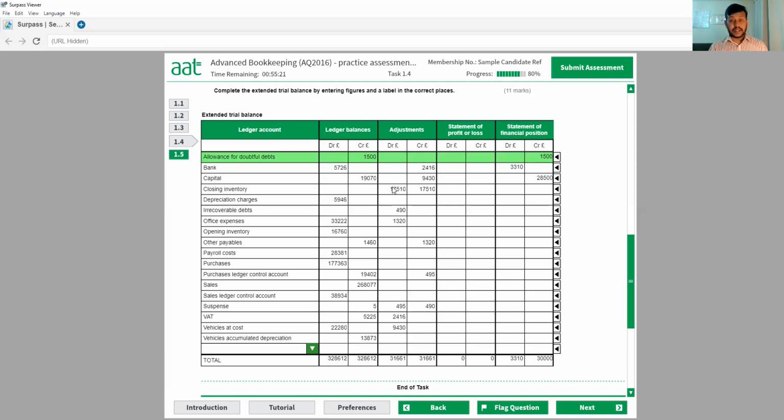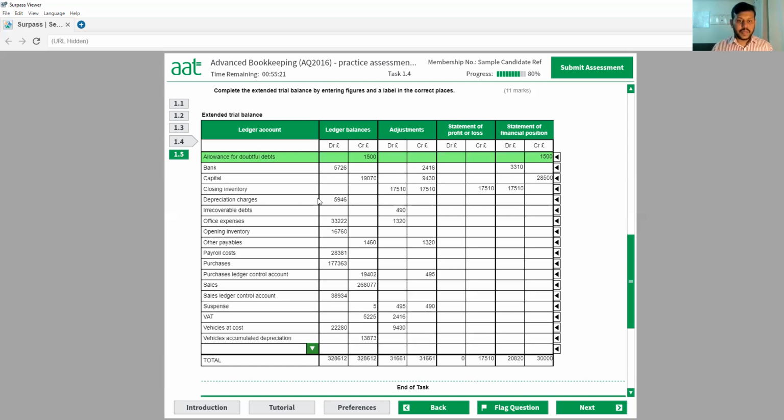Closing inventory will go to both places. Remember that. Closing inventory goes to the profit and loss account as a credit because you minus it from the cost of sales. If you remember, opening inventory plus purchases less closing inventory. For that reason we minus it from the cost of sales, so it is a credit on the profit and loss account, and also it is your current asset. So it will go to both places. On the profit and loss account it will be a credit, 17,510. And on the statement of financial position it will be a debit as a current asset, 17,510.